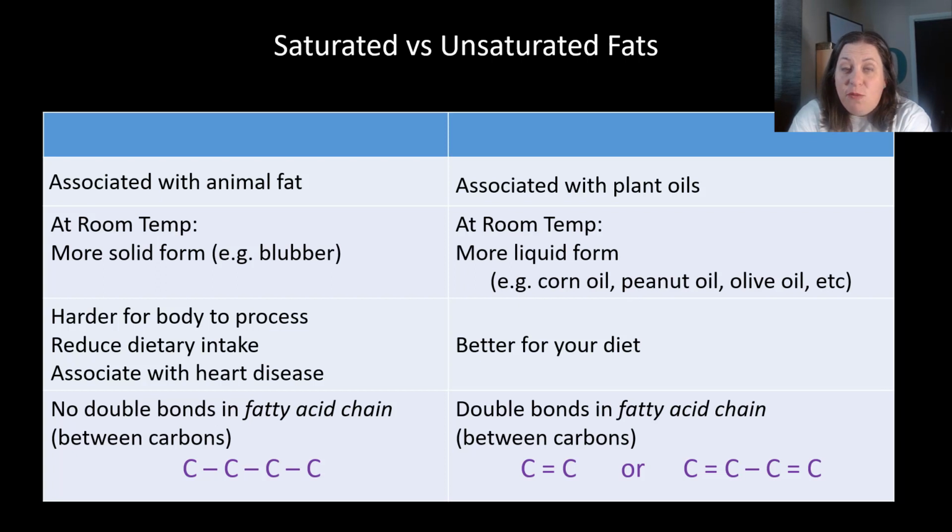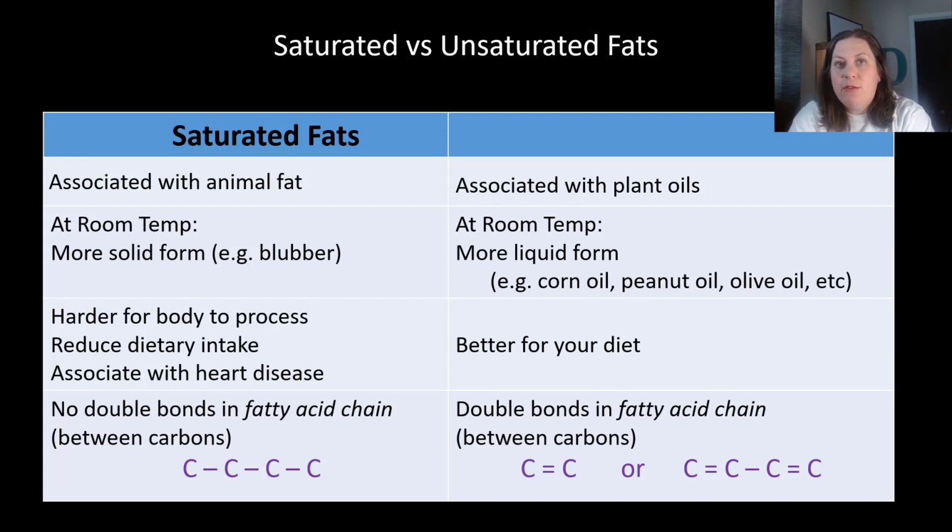Now, with fats, you've probably heard of something called saturated or unsaturated fats, but maybe you didn't know the difference. So let's talk about the difference here. This first set of fats are your saturated fats. These are associated most of the time with animal fats. They are more solid at room temperature, things like blubber, lard, that sort of thing.